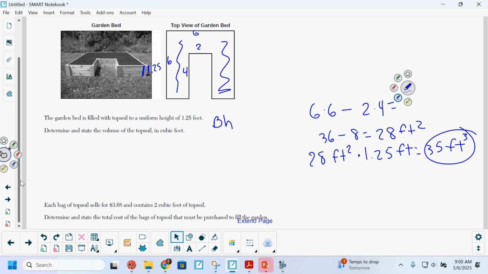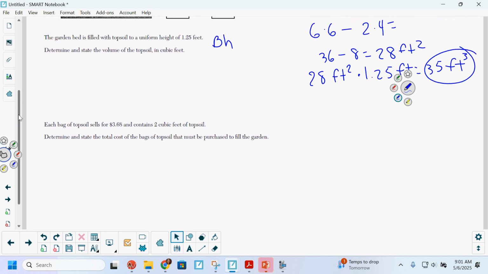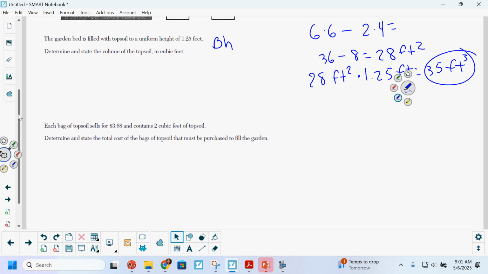Each bag of topsoil sells for $3.68 and contains 2 cubic feet of topsoil. State and determine the total cost of the bags of topsoil that must be purchased to fill the garden. So I've got the 35 cubic feet, and there's only 2 cubic feet in each bag. So I'm going to have to divide to figure out how many bags. It comes to 17.5 bags. So that means I'm going to have to round up to 18 bags.